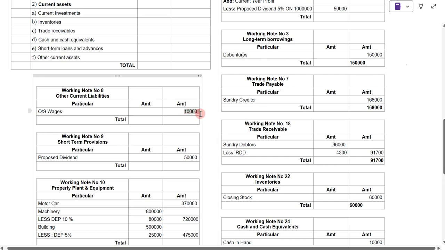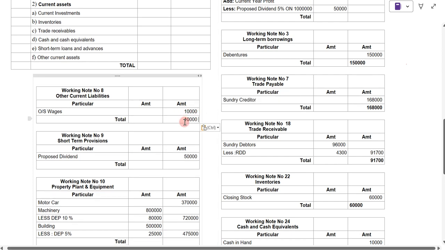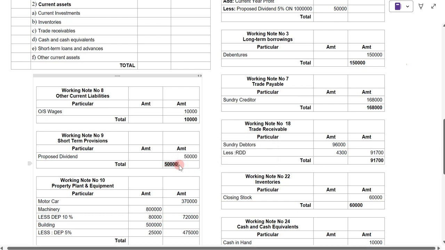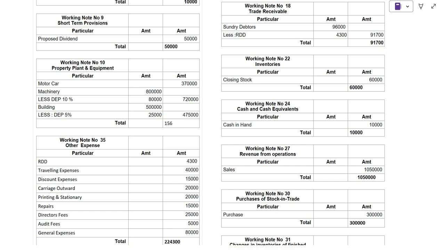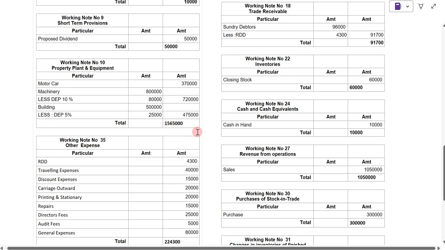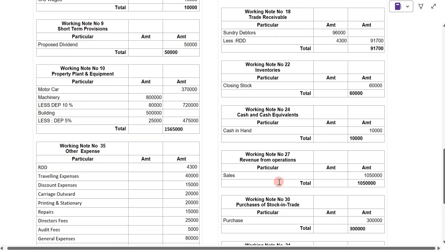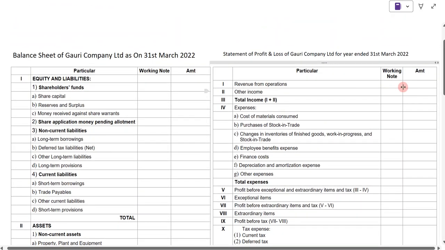Then other current liabilities 10,000. Proposed dividend, short term provision 50,000 total. Property, plant and equipment total will be 15 lakhs 65,000. Okay, now we have closed all the working notes. Now we will pass the entries in the statement of profit and loss account.